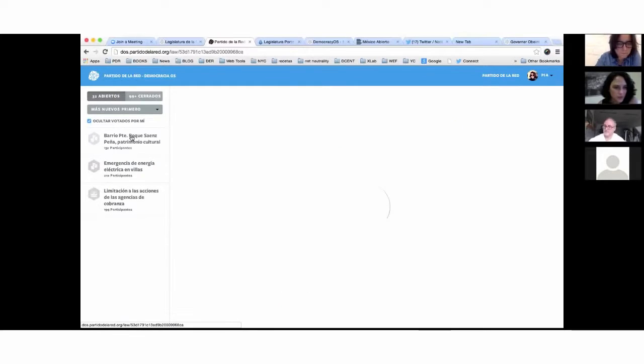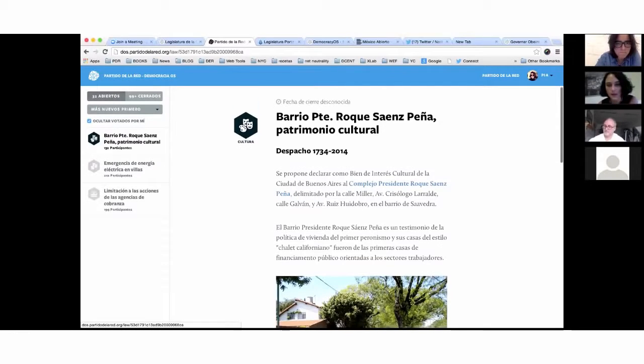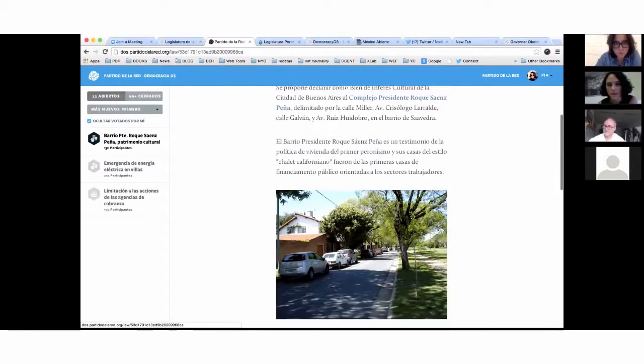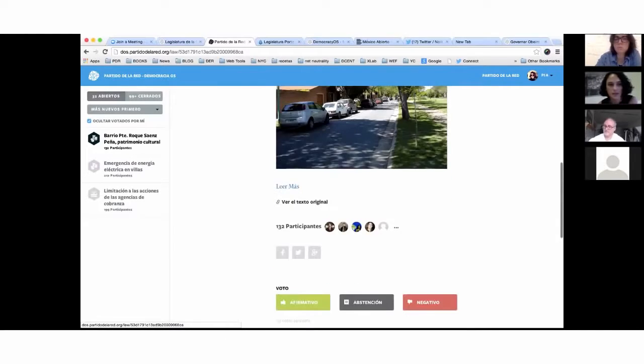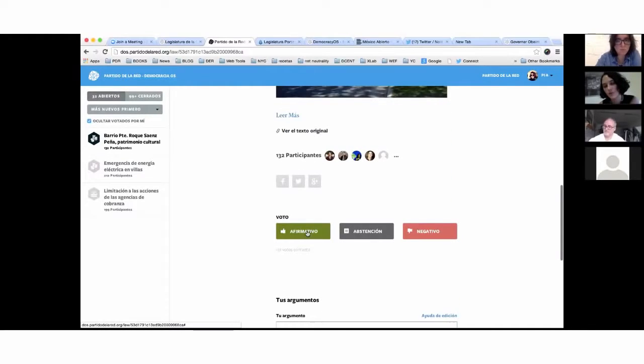Okay. So for example, this one, I haven't voted. So this is another project that is introduced in Congress. So you can vote affirmative, you can abstain. This is actually quite interesting because we found that the abstention numbers are really high, and they're higher in those bills where there's not enough information.